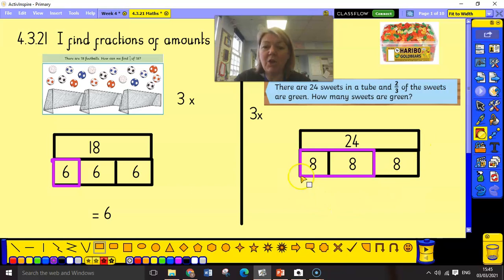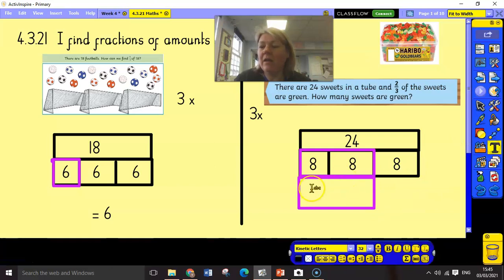Okay, and 2 of those parts, when I put them together, when I add them together, I know that double 8, or 8 add 8, or 2 multiplied by 8 is 16. Okay, so 2/3 of 24 is 16. So 16 sweets out of the 24 sweets were green. These 8 sweets were different colours. We don't need to worry about those though, we just needed to find the green ones.